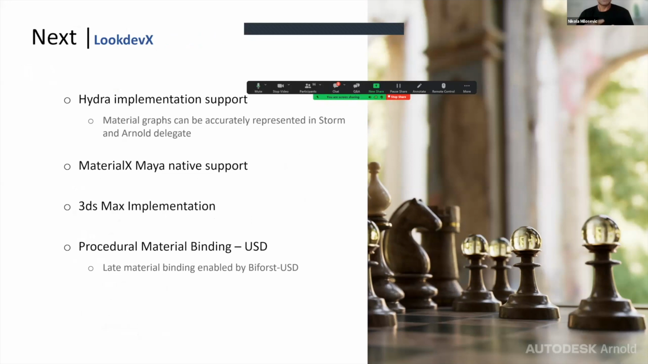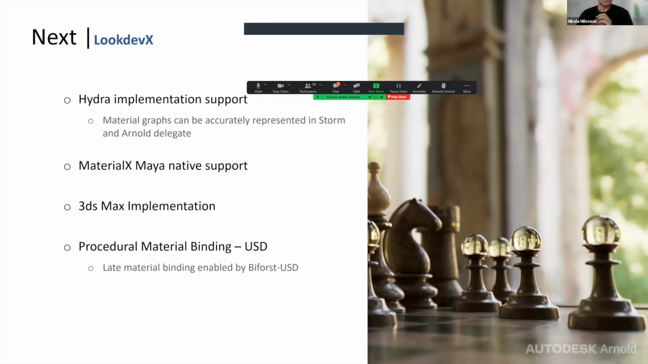Finally, a few big items to consider are listed here on this slide. Definitely we will work closely with our Hydra team and community, making sure we can represent accurate pixels by Arnold or any of the delegates within Hydra. A natural next step regarding MaterialX is the Maya native support, where we will finalize the round trip of material workflows between Maya and USD Geo.